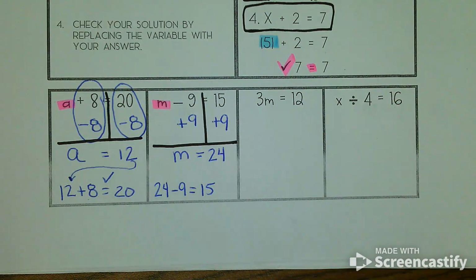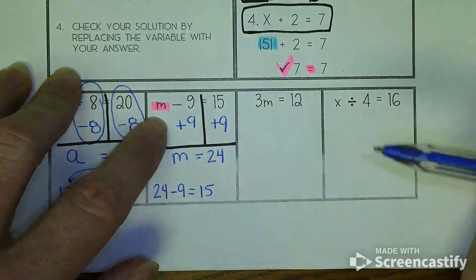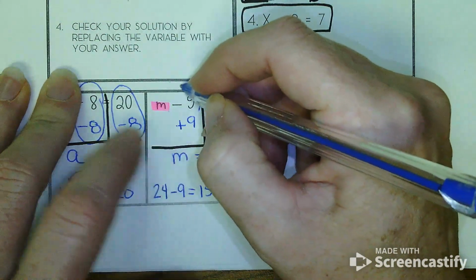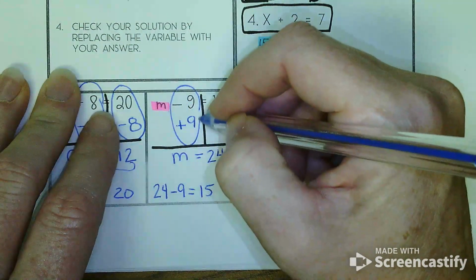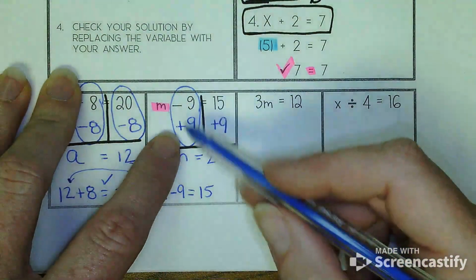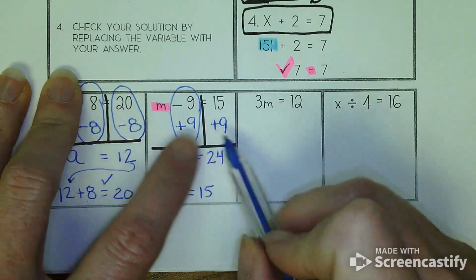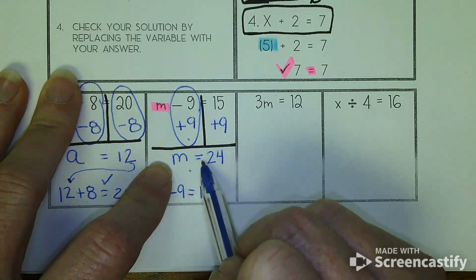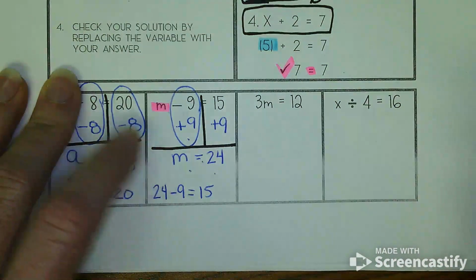That's a check. For the second one, isolate your m, use inverse operations to do it. Minus 9 and adding 9, or positive 9, are your zero pair. Whatever you do on the left, you do on the right. And so m is the only thing left on that side, equals 24 on the other side of my balance beam.